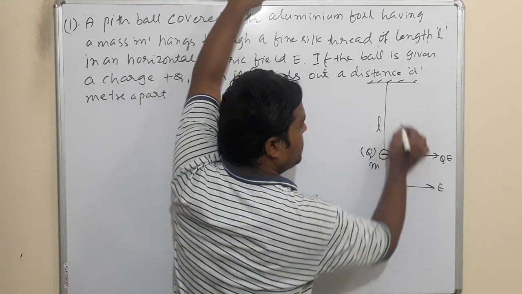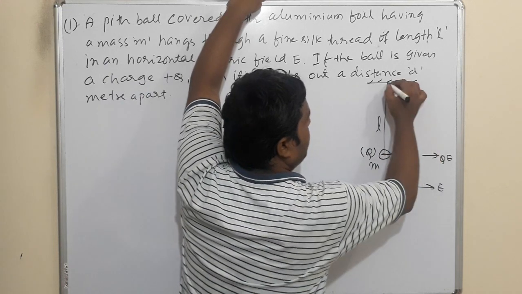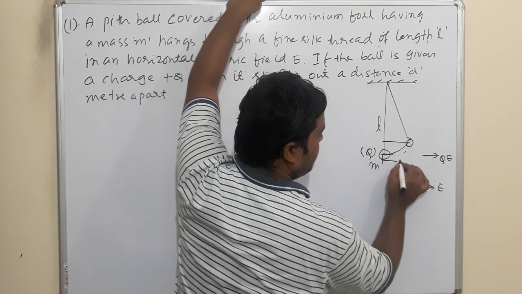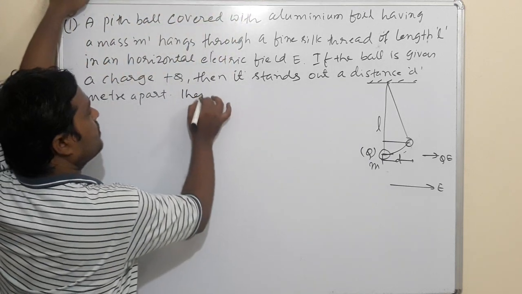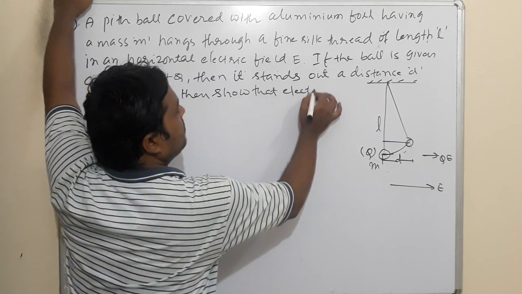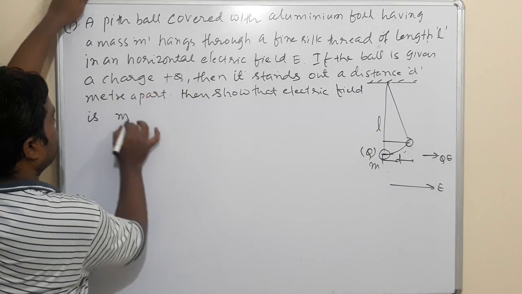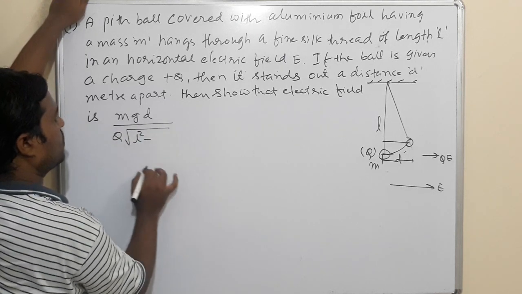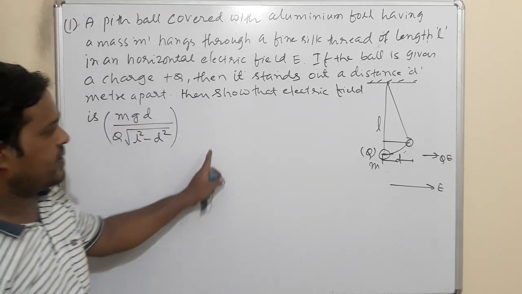That means from this position, it is shifting to this position through a distance D. This distance they have given as D. Then show that the electric field is mgd divided by root of L square minus D square. We should show that the magnitude of the electric field is this much.